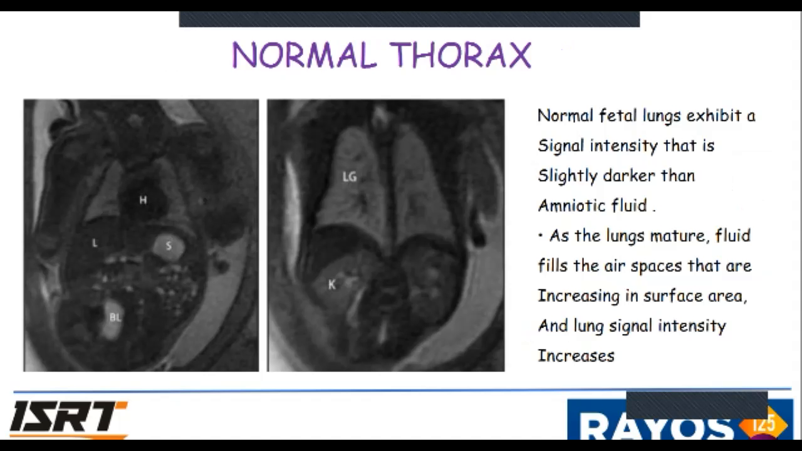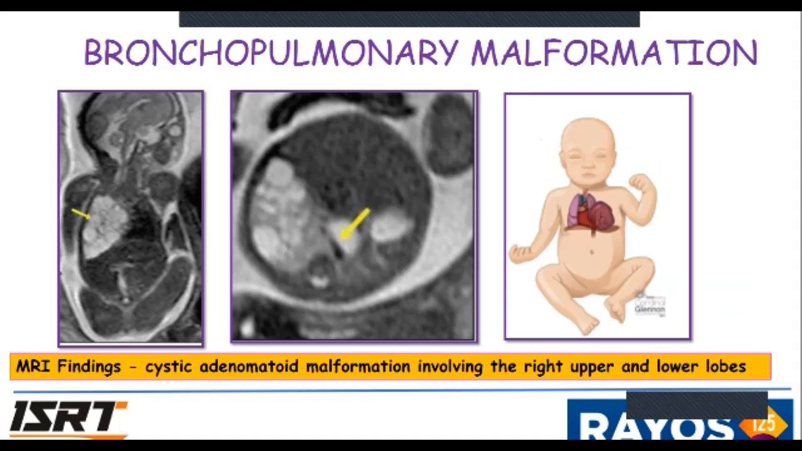For a normal thorax, normal fetal lungs exhibit a signal intensity that is slightly darker than the amniotic fluid. As the lungs mature, fluid fills the air spaces that are increasing in surface area, and lung intensity increases. Bronchopulmonary malformation is a good predictor of postnatal mortality, particularly in pulmonary hypoplasia due to bilateral renal agenesis and pleural effusion.